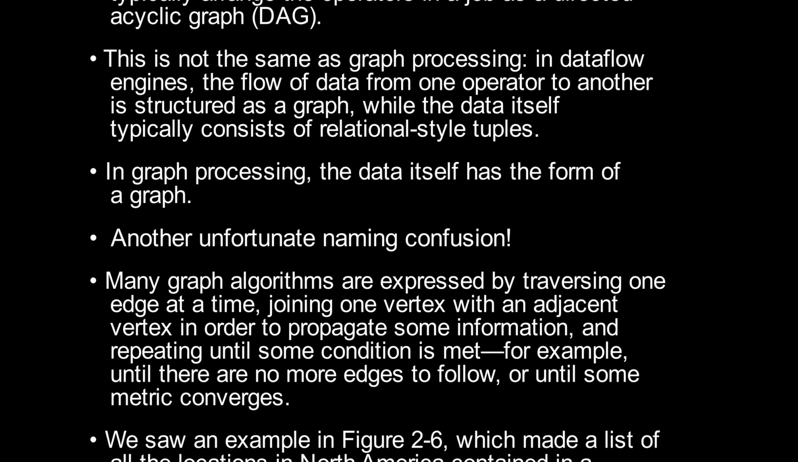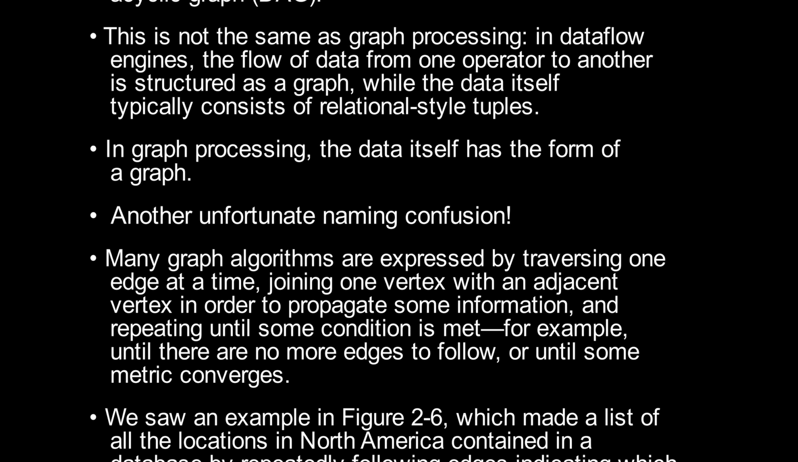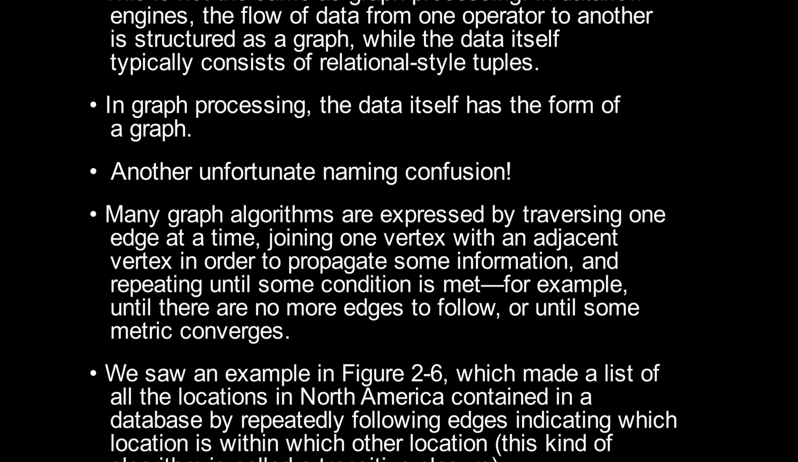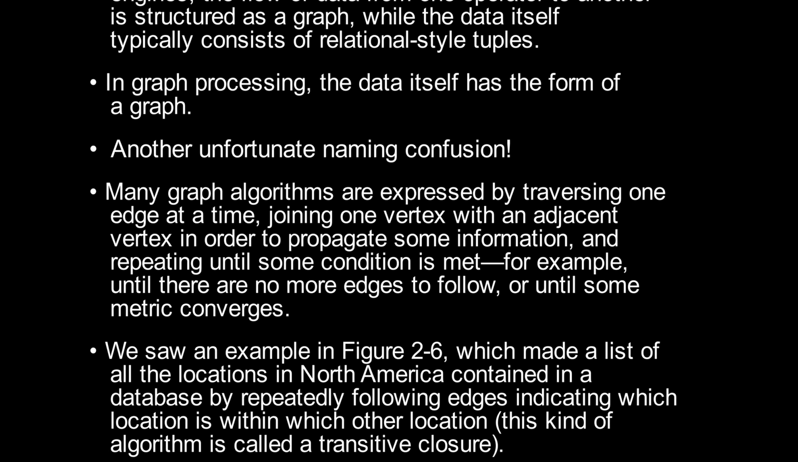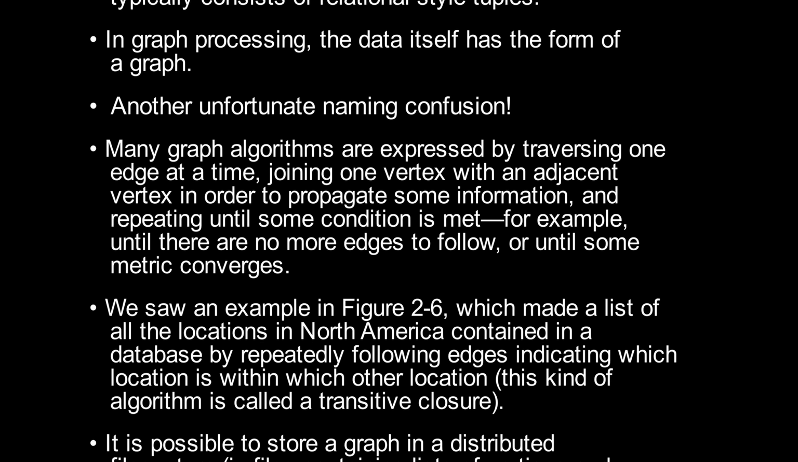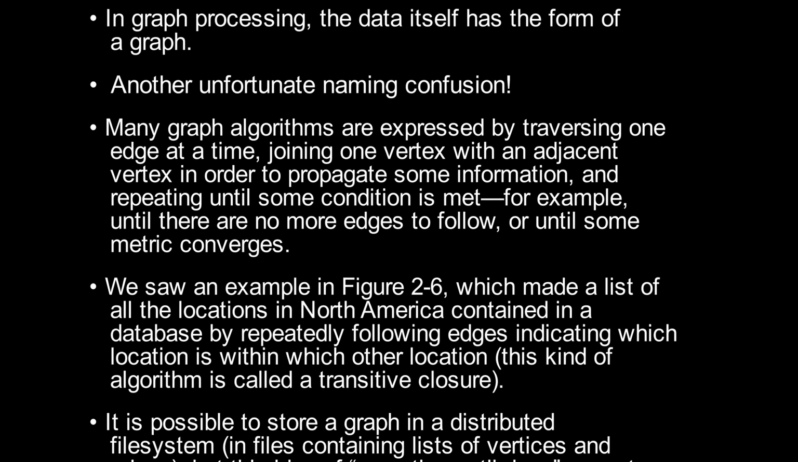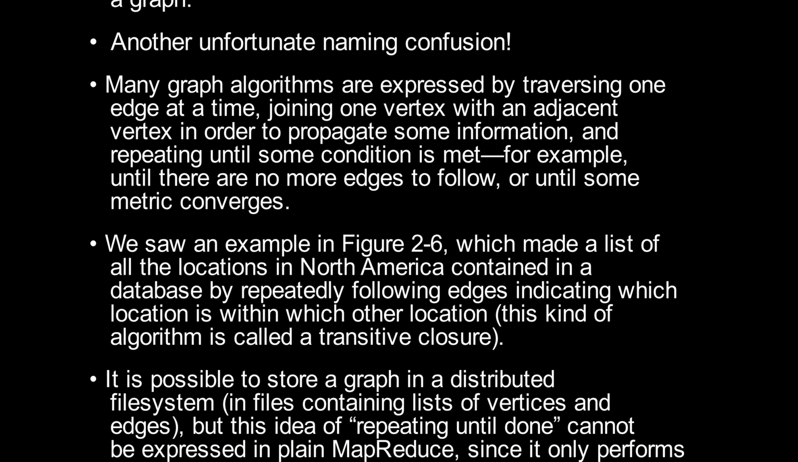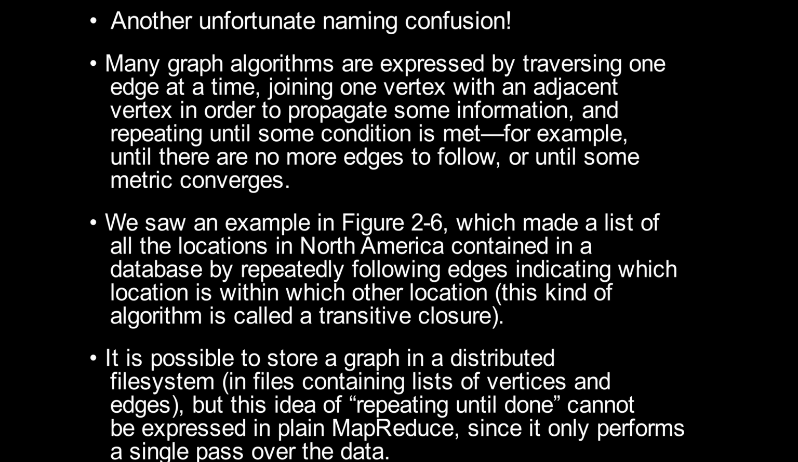and repeating until some condition is met, for example, until there are no more edges to follow, or until some metric converges. We saw an example in Figure 2-6, which made a list of all the locations in North America contained in a database by repeatedly following edges indicating which location is within which other location. This kind of algorithm is called a transitive closure.